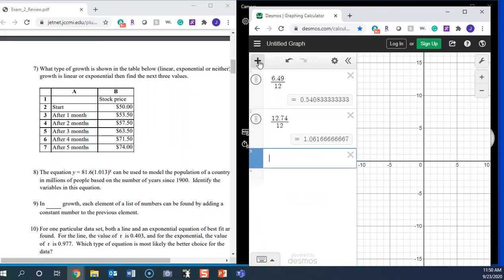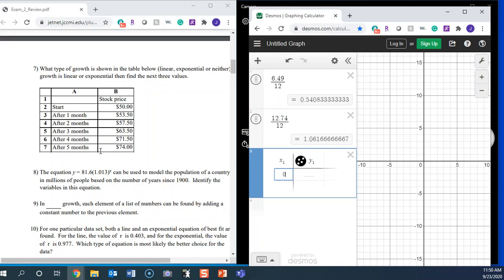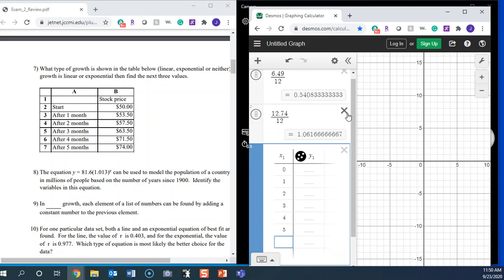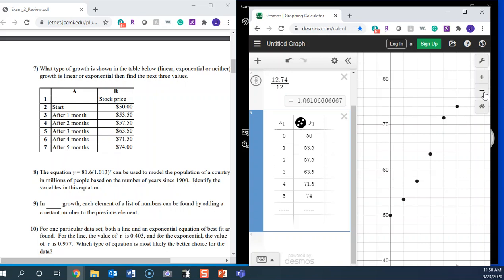We would need to add a table. Okay, so now A is your X value and B is your Y value. So start is actually 0. So we'll put 0, then 1, 2, 3, 4, and 5 months. We don't need that 6 months. Okay, now we will put in the values. We have 50, 53.50, 57.50, 63.50, 71.50, and 74. Okay, now your next thing, you will click this magnifying glass. Matter of fact, you could click the minus here so you can see this.